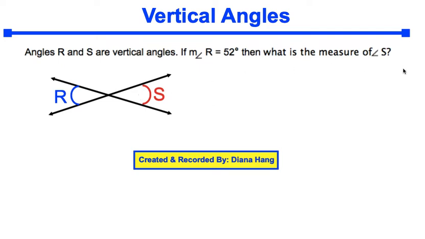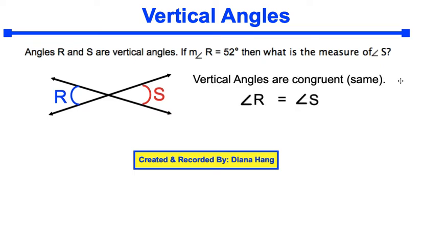In the previous slide that you just saw, you learned that vertical angles are congruent, meaning the same. So if angle R is 52 degrees, you should also be able to infer that angle S will also be 52 degrees as well.